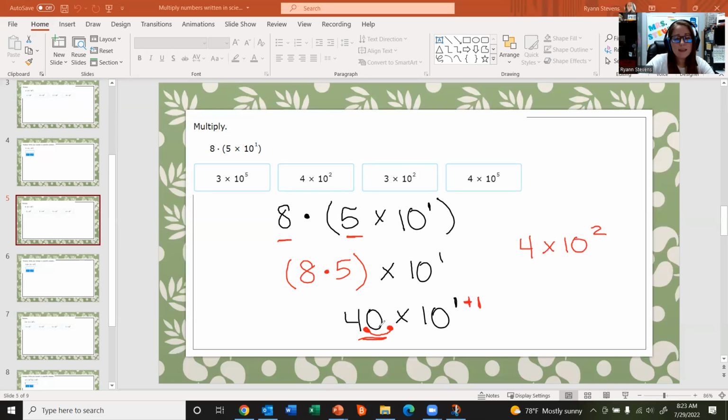Now, if you had like 400 and you had to move the decimal over 2 places, that's where you would add 2 to this exponent. So it really depends on how many places you have to move it over in order to make this first number written correctly so that it is in scientific notation.